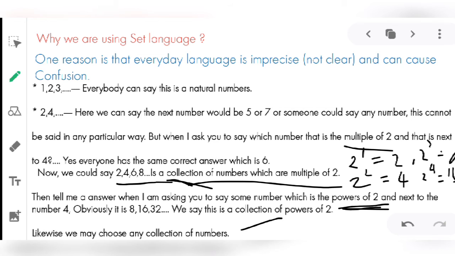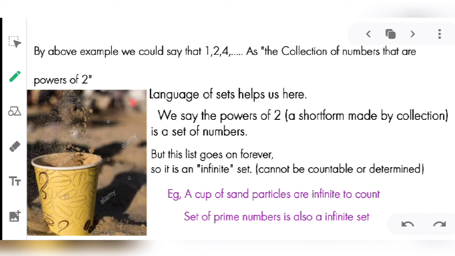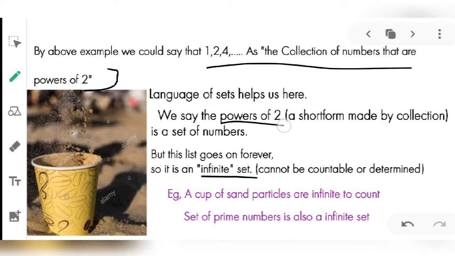Okay, now we are going to see about the collection which is infinite, and from the above example itself we can note that the collections of numbers which are the powers of 2 and the multiples of 2 are infinite sets, because by using the set language we can shortly denote them as powers of 2 or multiples of 2, but the set is still infinite, which is uncountable and undetermined.